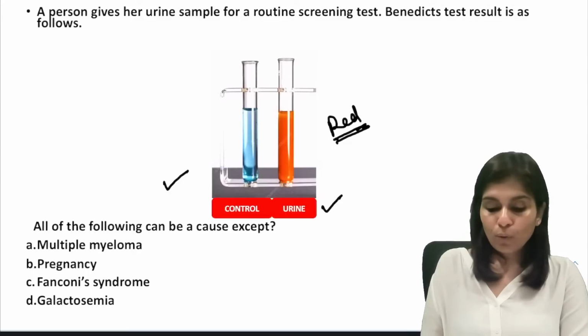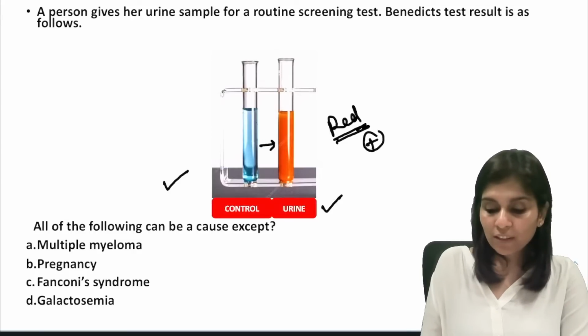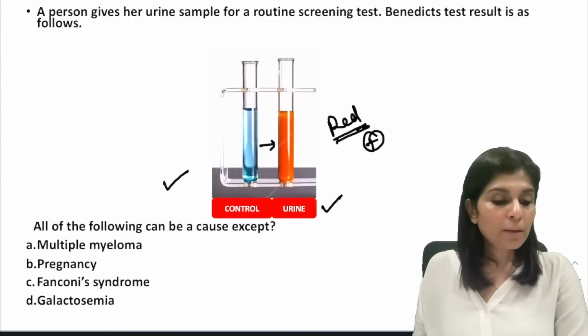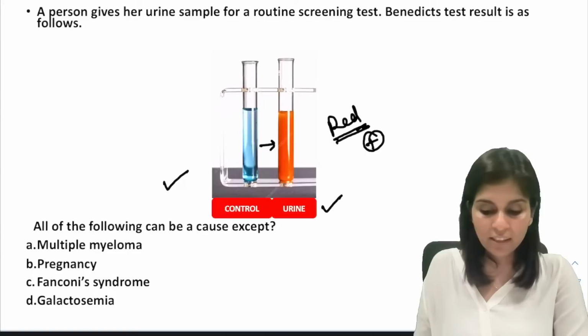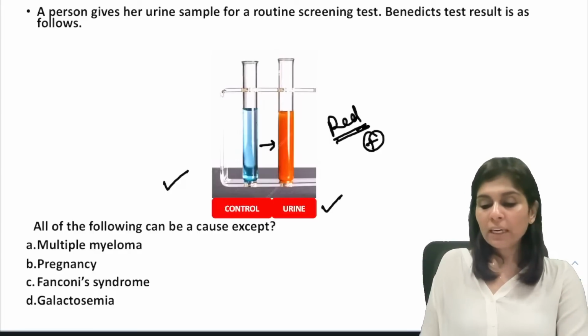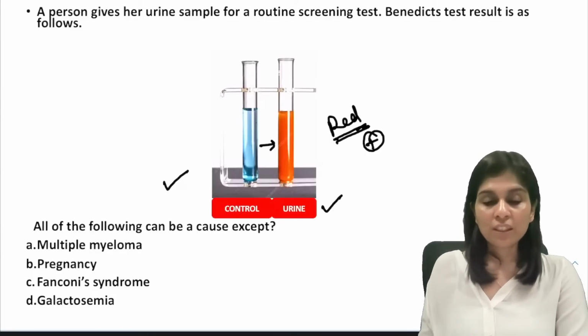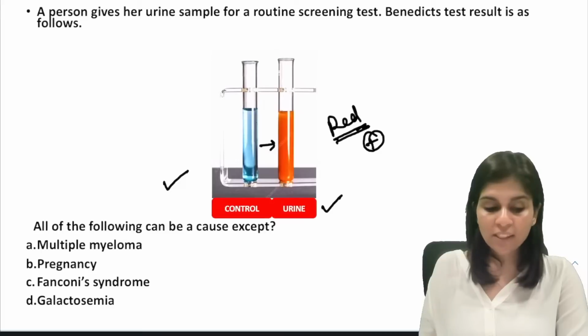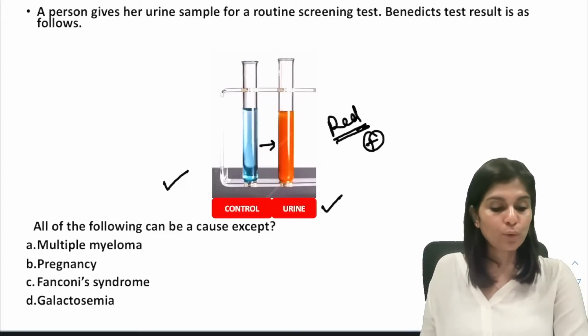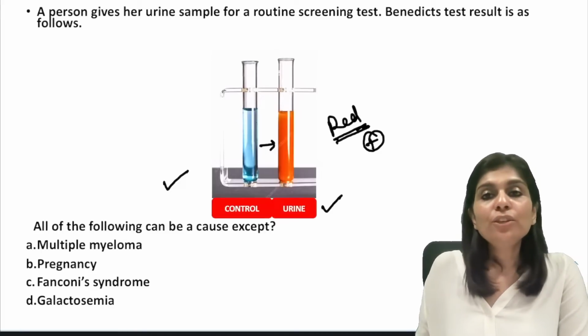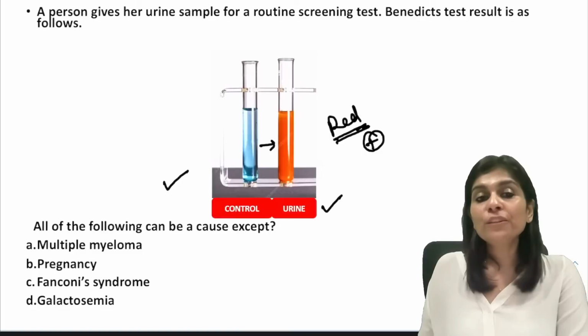Okay, so blue has become red, right? So this is a positive result. So when will you see a positive result? Parth Makwana, if it's a question, can you please repeat it? I'm not able to understand your question. So blue becoming red is Benedict's test being positive. The question is, all of the following can be a cause except. What do you think is the right answer, all of you? In which condition do you think Benedict's test will not be positive?